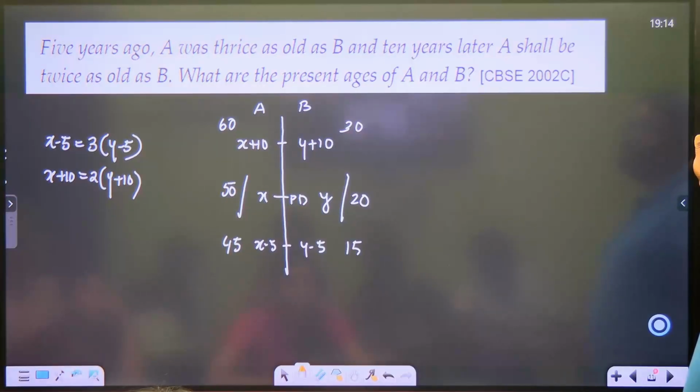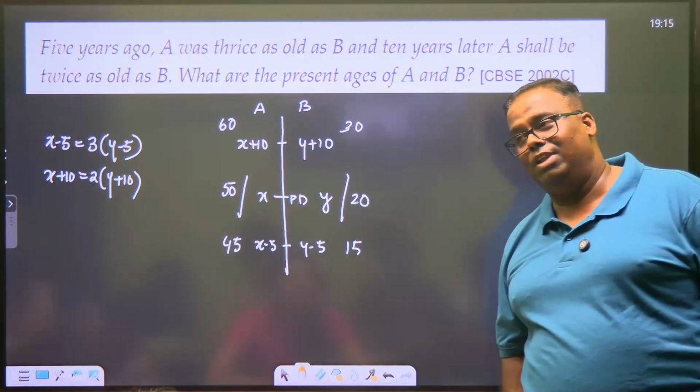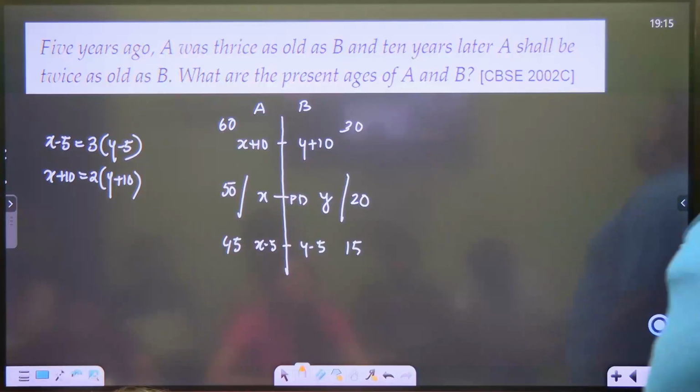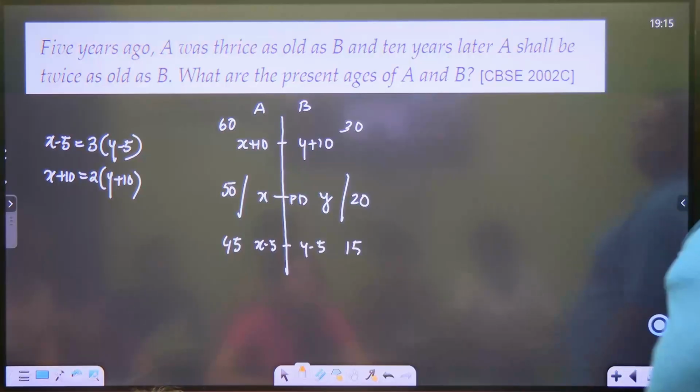Look how you can simplify the calculation always. And remember, elimination is the best technique. If elimination is not working, only then go for substitution. But substitution will be a little bit cumbersome.